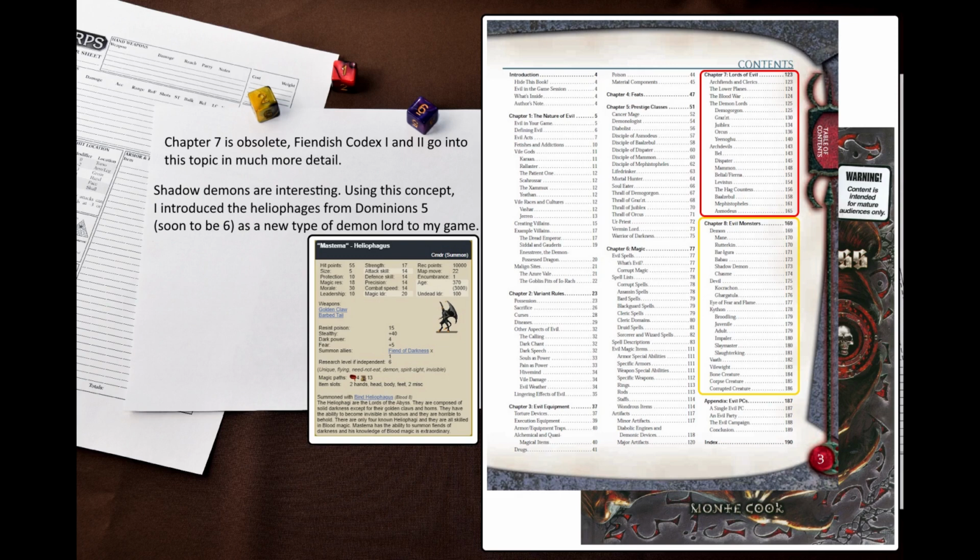I remember reading it and thinking, if it can happen to a demon, why can't it happen to a demon lord? This is how I introduced the Heliophages from Dominions to my GURPS setting, as a new type of demon lords based on this concept.